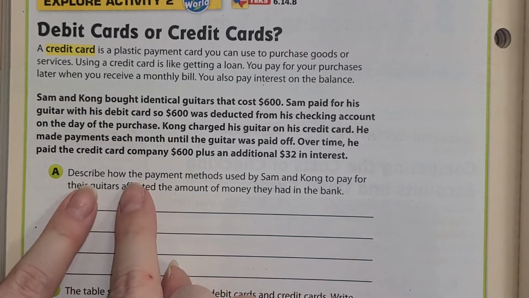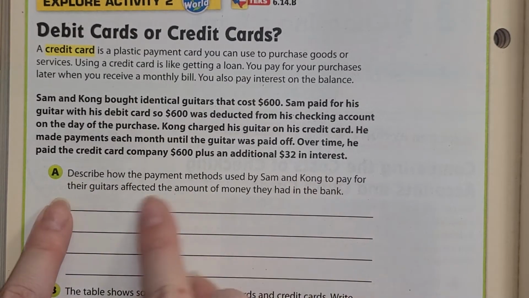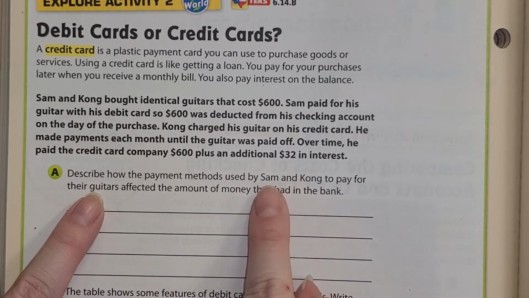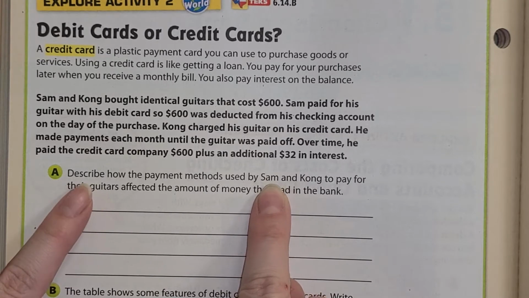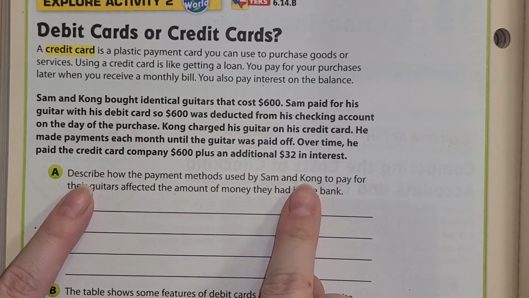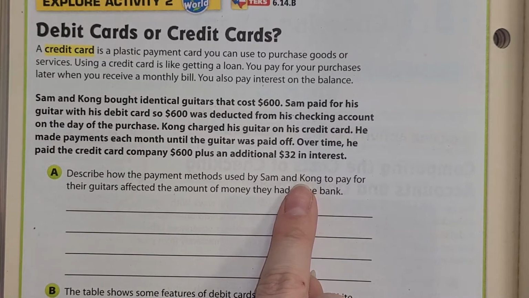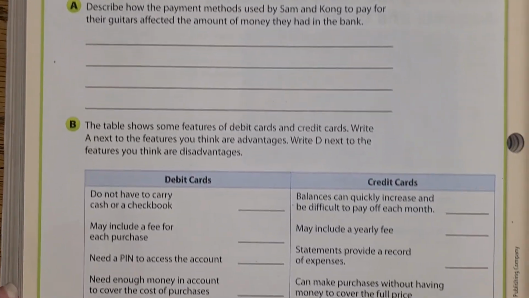Describe how the payment methods used by Sam and Kong to pay for their guitars affected the amount of money they had in the bank. You need to tell me about Sam. When did his money come out? How much did he pay? You need to tell me about Kong. How did he pay? How much did he pay? And when did it come out of his bank? You need to tell me about both of them and the different methods they used.